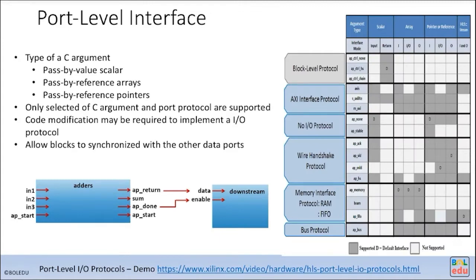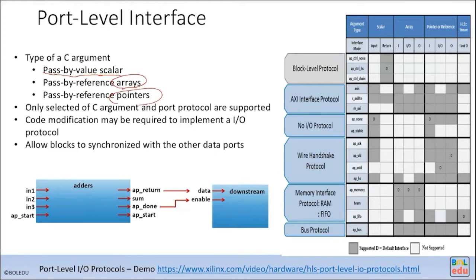Basically, the port level interface is used to transfer the data, and the argument of a function has the following type: either pass by value scalar, or pass by reference array, or pointers. And with this port level protocol, suppose you have two kernel functions connected back to back. Then the port level protocol allows you to connect these modules directly without further interface in between.